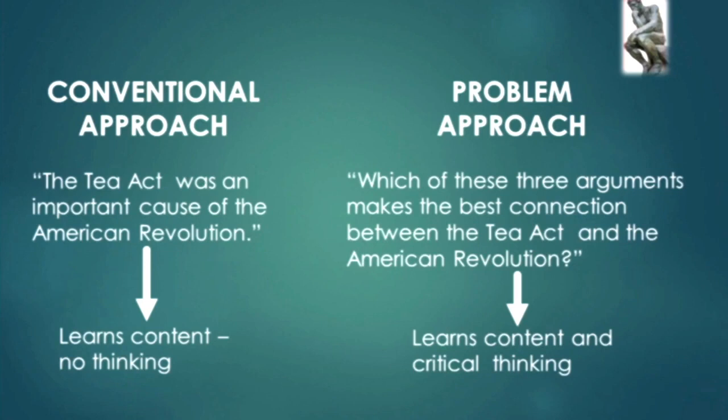The example I have on the screen is that the teacher explaining that the Tea Act is an important cause of the American Revolution. I could explain that to the students. But on the right-hand side, you'll see it gives them 3 arguments of why the Tea Act was an important cause. And they have to pick out the one that makes the best connection between the Tea Act and the American Revolution. So what happens? In the conventional way, they learn content. In this way, the problem approach, they learn content and a skill.